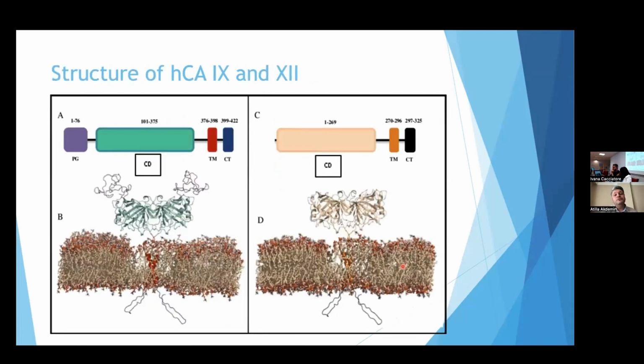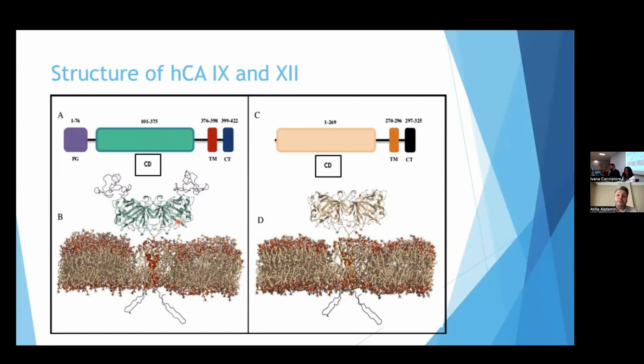Okay, so the structures of carbonic anhydrase 9 and 12 are shown here. This is a schematic overview on the left, and on the right, this is a more or less three-dimensional overview. This is the cell membrane. So if you look at 9, you see that at the N-terminal domain there is this proteoglycan moiety, which you can also see over here. So there's basically a sugar coating on the enzyme on the extracellular side. Then you have the catalytic domain, the transmembrane domain, and the C-terminal domain, which is cytosolic. So this is the extracellular side, the intracellular side.